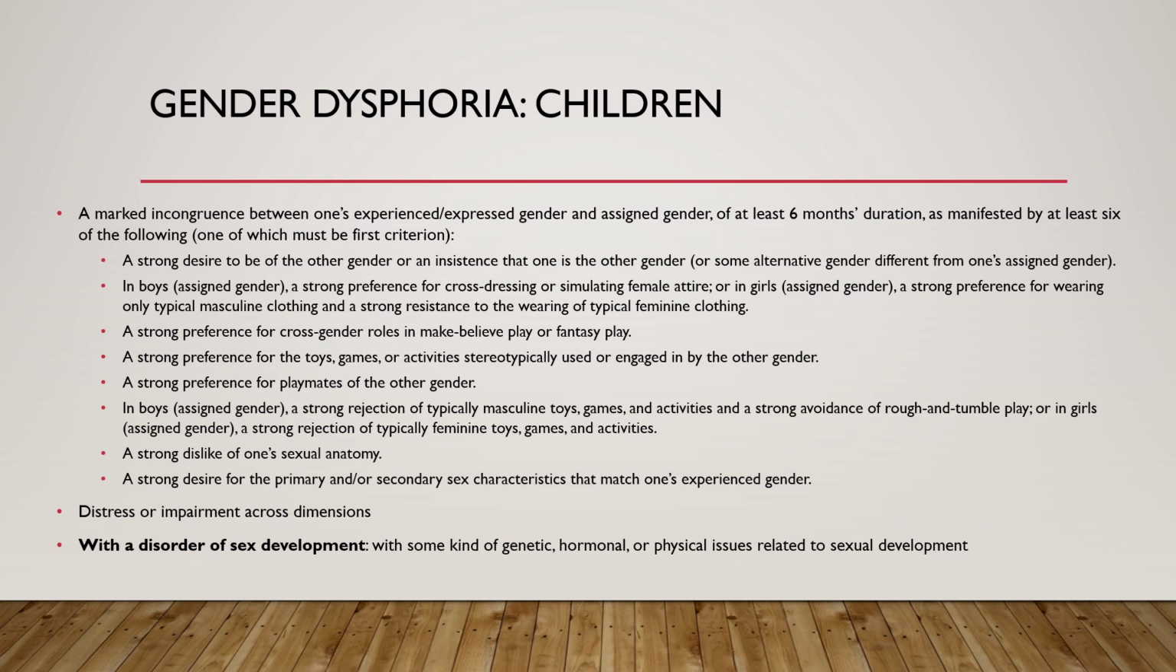So a lot of these criteria for children are very gender role specific and very Western specific. So this can be somewhat challenging in diagnosing children accurately, because a lot of these criteria can apply to a lot of kids, and it doesn't necessarily mean they have gender dysphoria going on. Now, things like a strong dislike of your own anatomy or a strong desire for expressed primary, secondary sex characteristics, probably something that we need to pay close attention to. But noting that you have to have at least 6 of these criteria to meet the diagnosis as a child, with distress or impairment because of this.